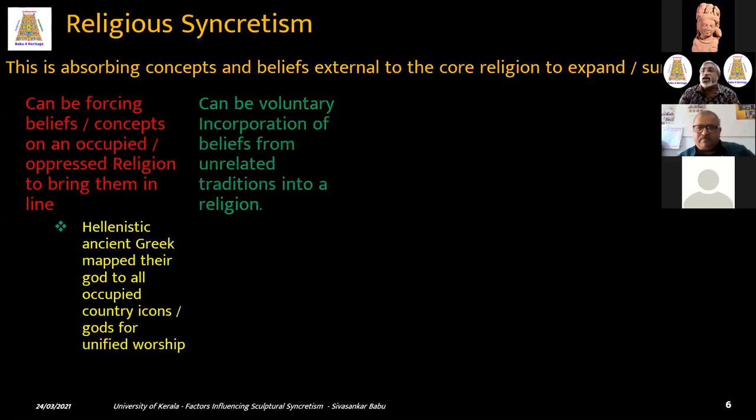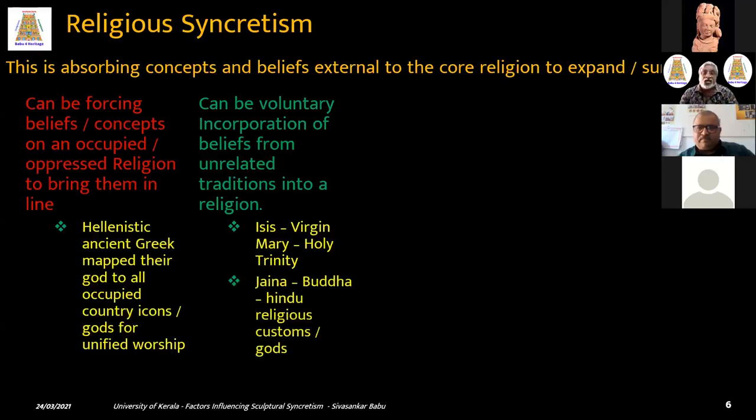The other can be voluntary incorporation of beliefs from an unrelated tradition or religion for a benefit. If you see something good or beneficial, you take it. So the earlier concept of Isis in Egypt and other concepts gradually transformed into the Virgin Mary and then the Holy Trinity. Like that, we can quote so many examples. In the same way, the Greek gods and many of these got transformed into other religions. And the Jaina and Buddha religions also absorbed and coexisted in India by absorbing many of the Hindu religious practices and customs as well as gods. So this is another aspect of religious syncretism.